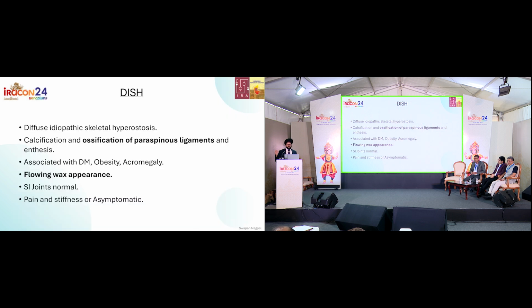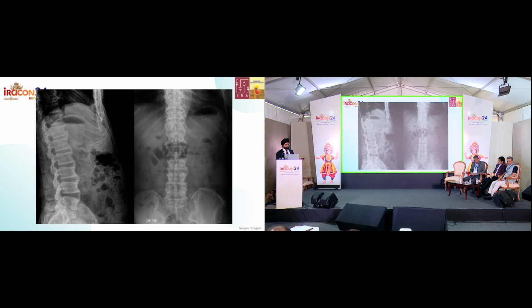So DISH, as mentioned by the previous speakers, is not an autoimmune disease. It's ossification of the paraspinous ligaments. It happens in metabolic diseases. Because of this ossification, there is a flowing wax appearance on X-rays, and typically the SI joints are normal. The patient may be asymptomatic. So this is a typical picture of DISH. You can see the flowing wax appearance. It's a little different from spondyloarthropathy. I'll show the image of that also.